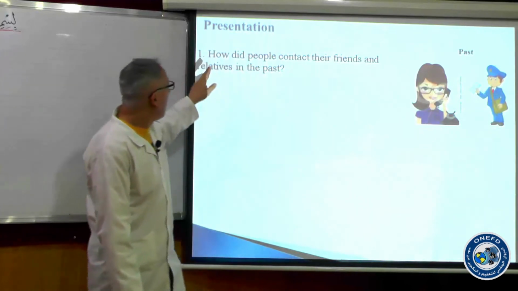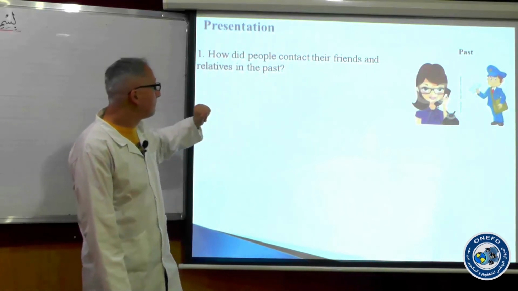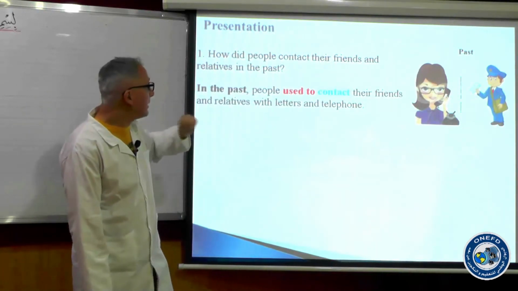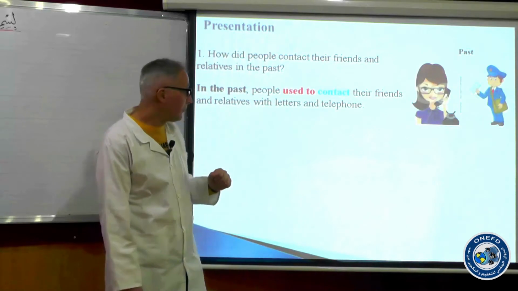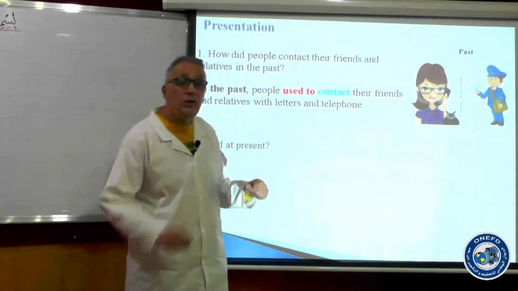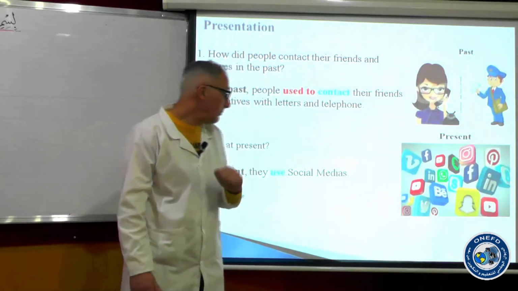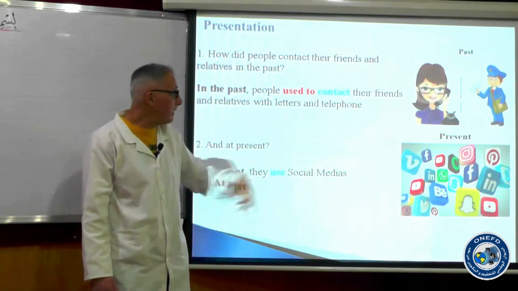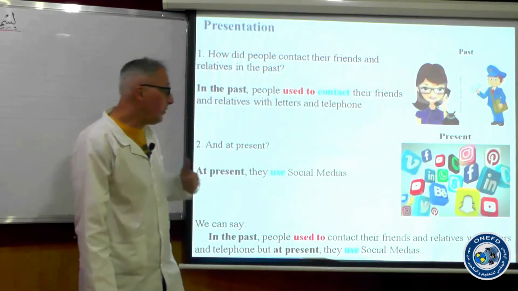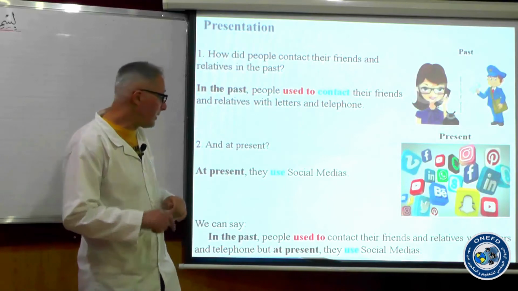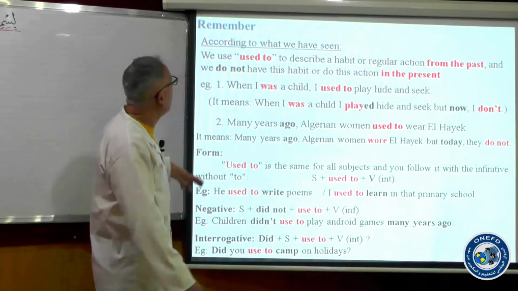Look to the picture. How did people contact their friends and relatives in the past? You can say, in the past, people used to contact their friends and relatives with letters and telephone. And at present, do they send letters? Of course, no. They use social media. So what can we say? In the past, people used to contact their friends and relatives with letters and telephone, but at present, they use social media. All right, let's remember the rule.